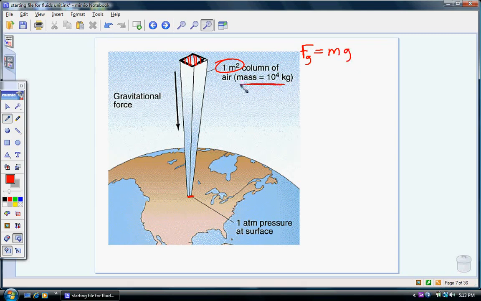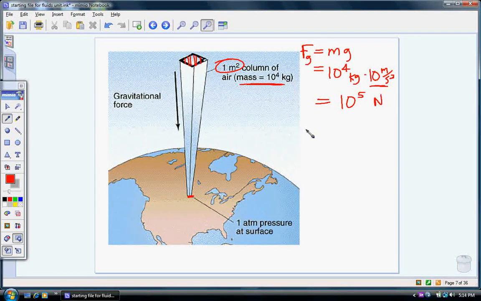If we're told that the mass of that column of air is 10 to the 4th kilograms, and we know the acceleration due to gravity is 10 meters per second squared, which is a rough approximation because this value would actually change as you go farther and farther away from the Earth. But nonetheless, keeping it simple, this would tell us the weight of that air column would be about 10 to the 5th newtons. Yes?